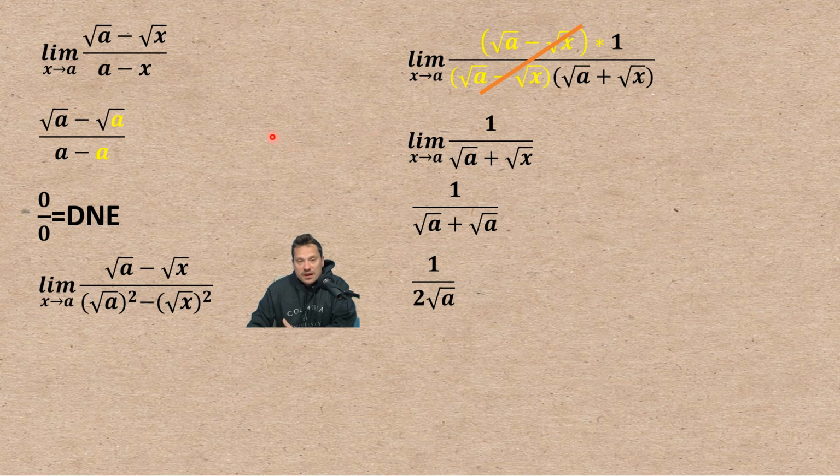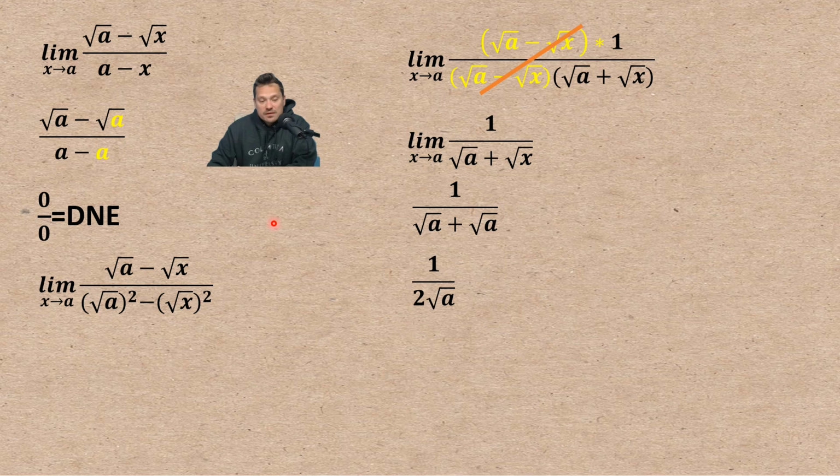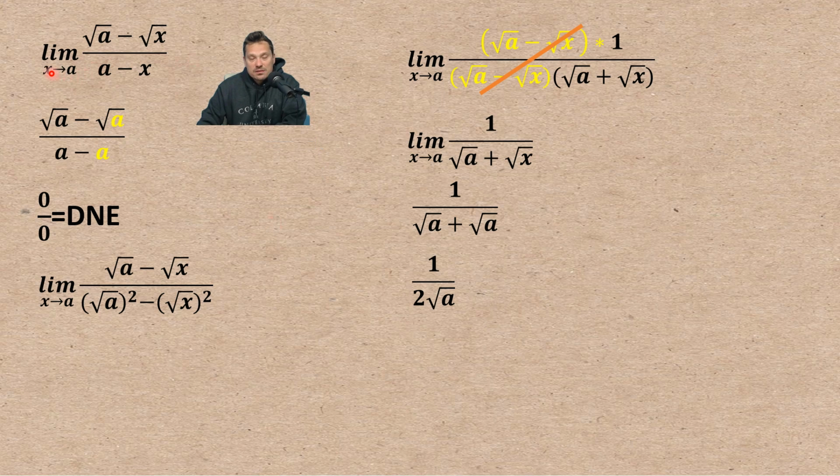So for example, if a were just 1, back across the top over here, imagine that a has the value 1. In other words, x approaches 1. Then the value of the limit would be 1 over 2 times the square root of 1, which is 1, so it would be, in other words, 1 over 2, and so on.